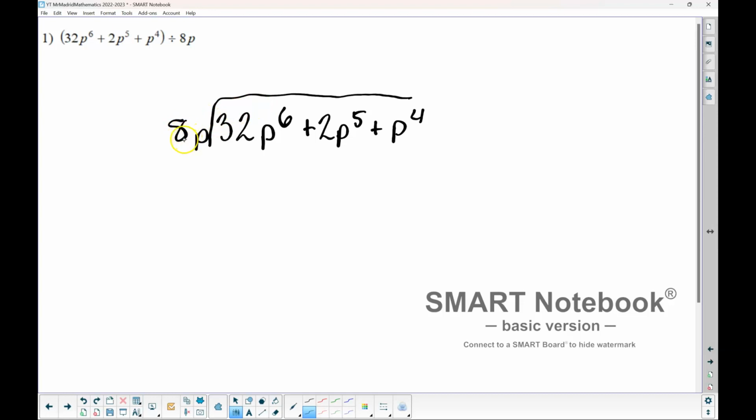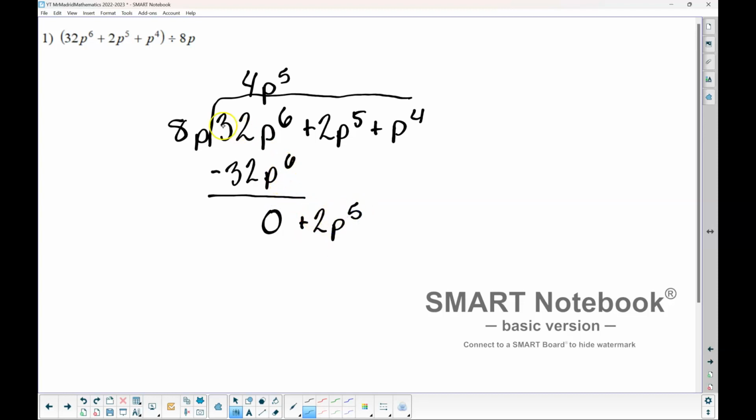So basically just look at the numbers. 8 goes into 32 4 times. And there's 1p here. How many more do I need to get to 6? Let's put 5. You multiply, you get 32p to the 6th. And you guys remember the old school, you subtract, you get 0. Done. Now we bring down the next term.